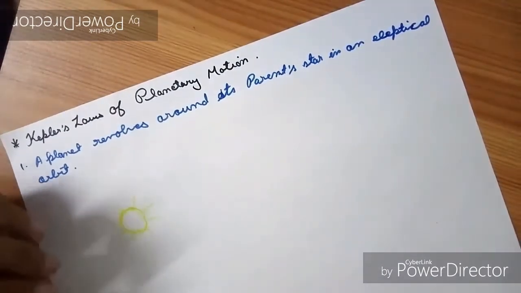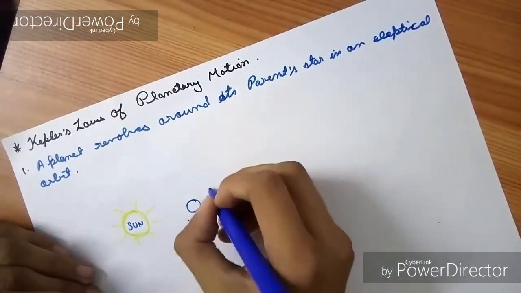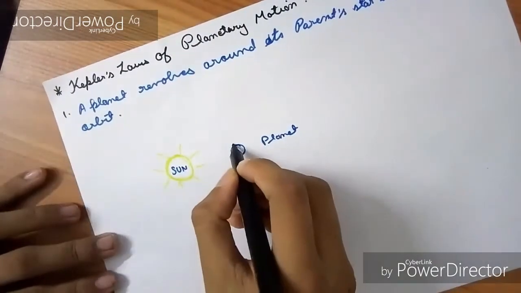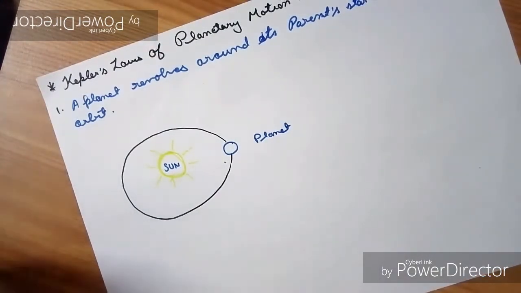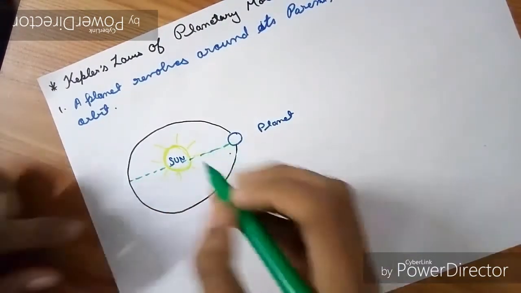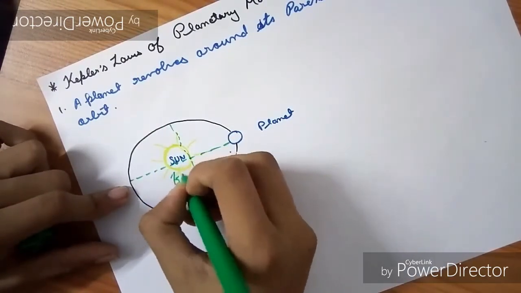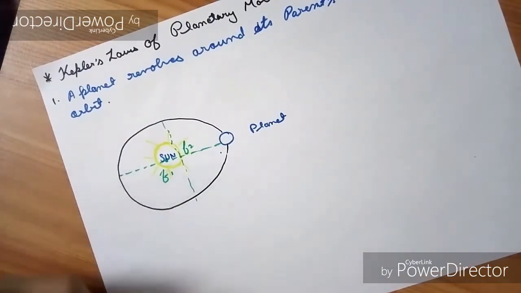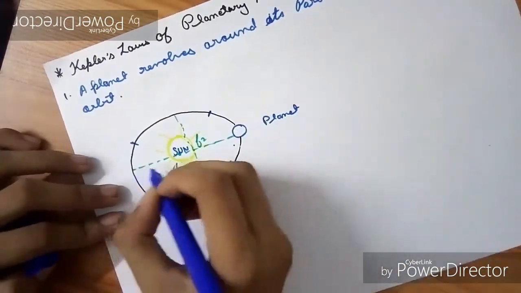So let's take the Sun here. Try to understand this law by this illustration. It's the Sun, and here is a planet. Now a planet revolves in an elliptical orbit around its parent star, the Sun. The Sun is the parent star of our solar system. In this elliptical orbit, there are two foci. At the first focus the Sun lies, and the other focus remains where nothing exists.